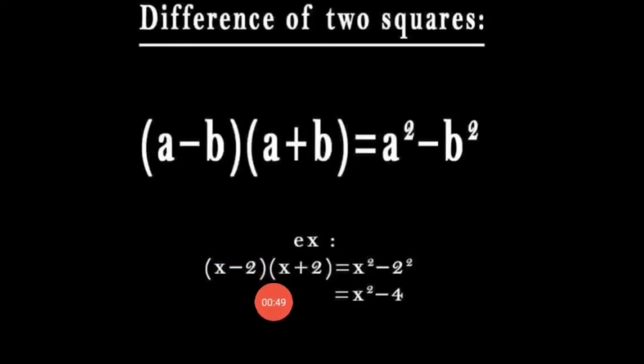For example, we have x minus 2 and x plus 3. Here, if we look, we can write this as x square minus 2 square, so our result is x square minus 4.